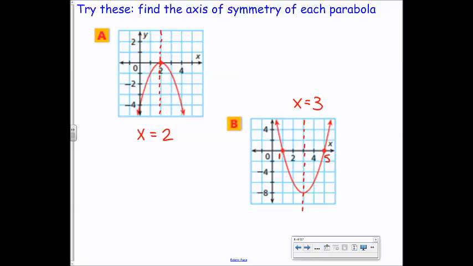And it's always going to be an x equals, because the axis of symmetry is always what kind of line? Straight. Which way? Up and down, a vertical line. And a vertical line is always x equals. If it was a horizontal line, it would be left to right, and it would be y equals. But because it's a vertical line, it's x equals.